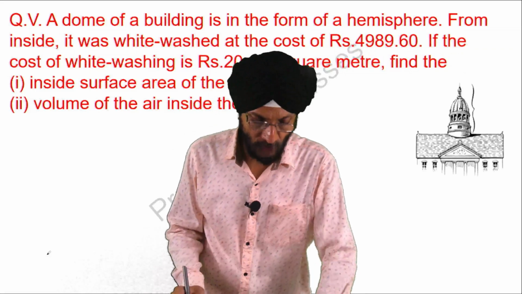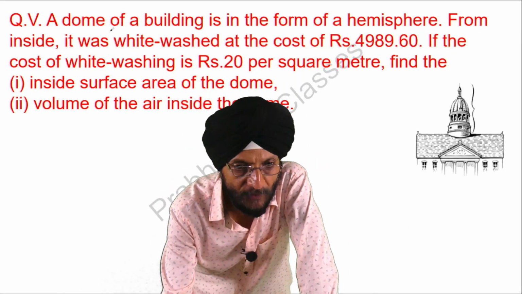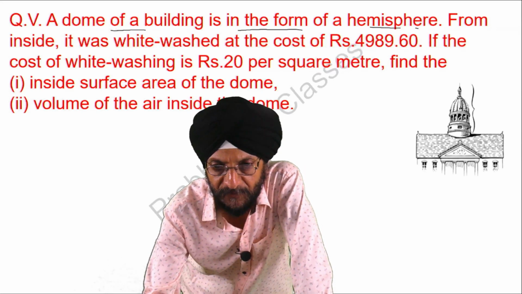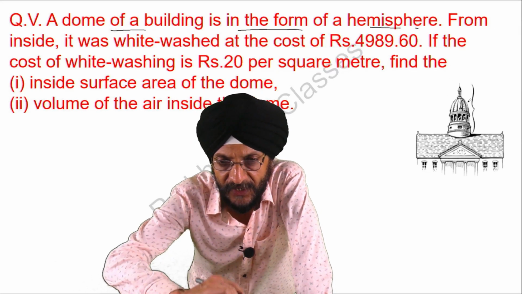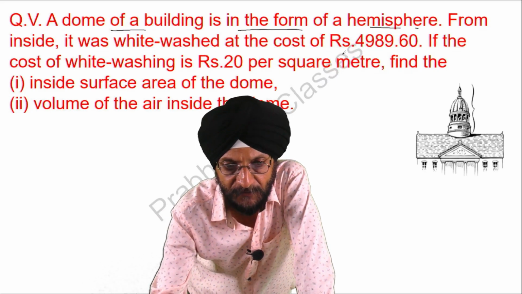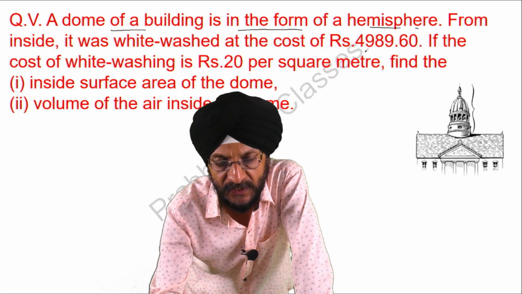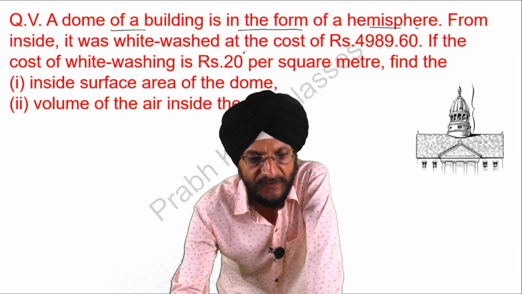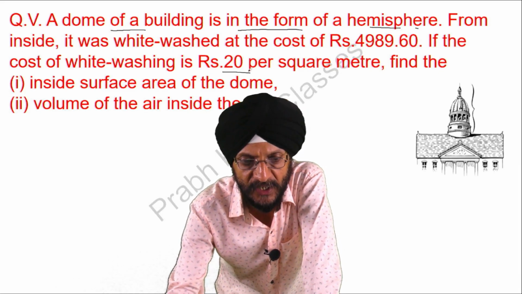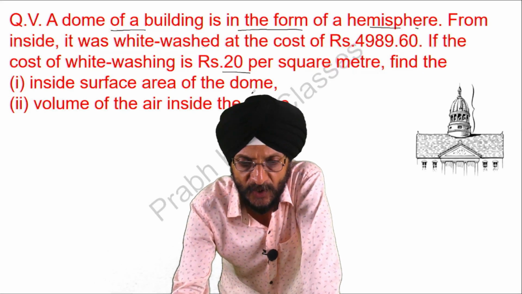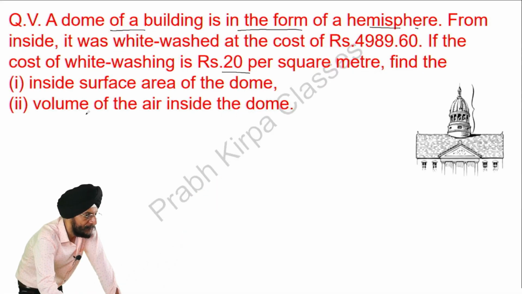Now the question before us is, a dome of a building is in the form of a hemisphere. This is the dome and it is in the form of a hemisphere. From inside it was whitewashed at the cost of rupees 4,989.60 paise. If the cost of whitewashing is rupees 20 per square meter, find the inner surface area of the dome and the volume of the air inside the dome.